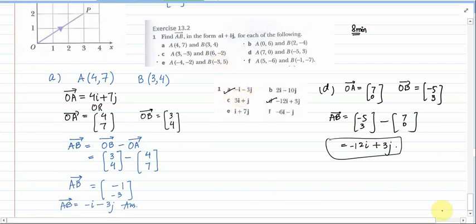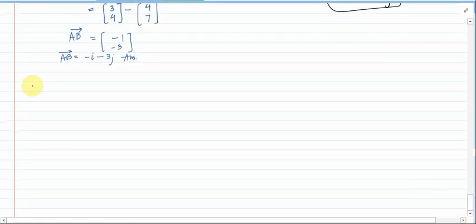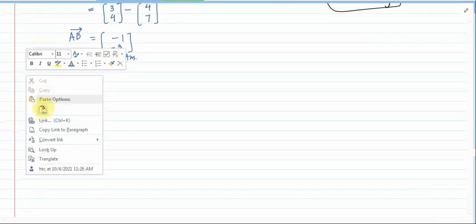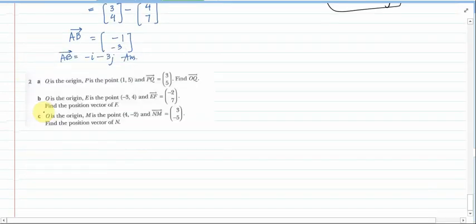After question number 1, moving on to the next one, it's question number 2, and there are 3 parts, right? O is the origin, P is the point (1, 5), that means the position vector OP is i plus 5j. PQ is given, find OQ. So you need to apply the same working formula, that is PQ equals OQ minus OP. Place the values and you can easily find out the vector OQ.